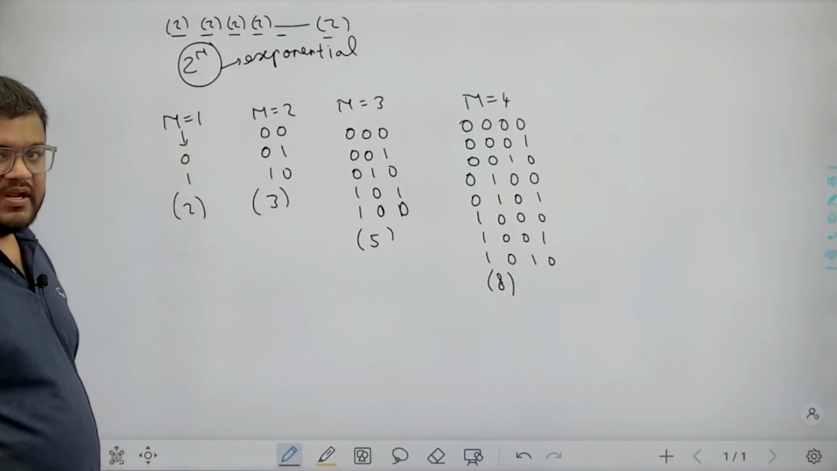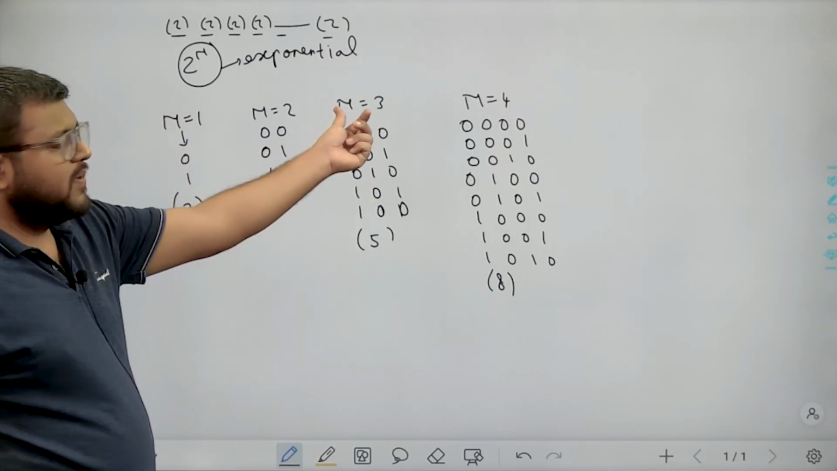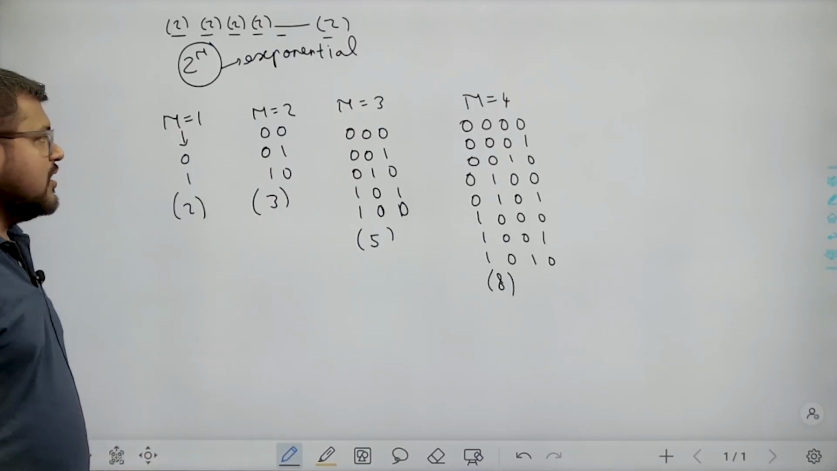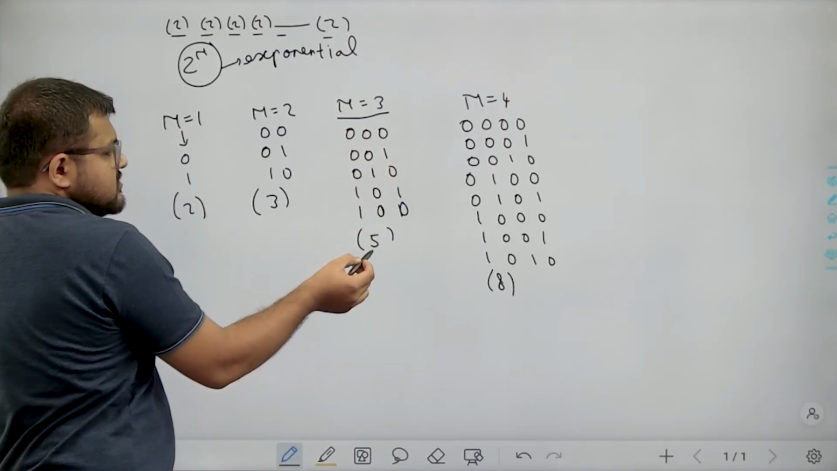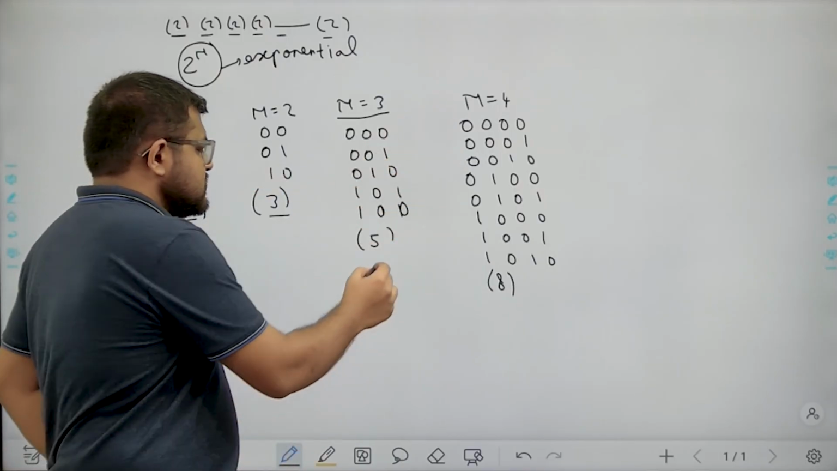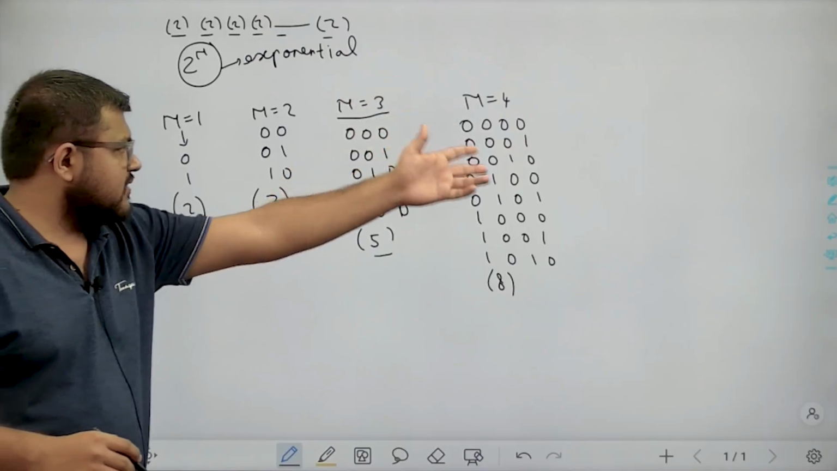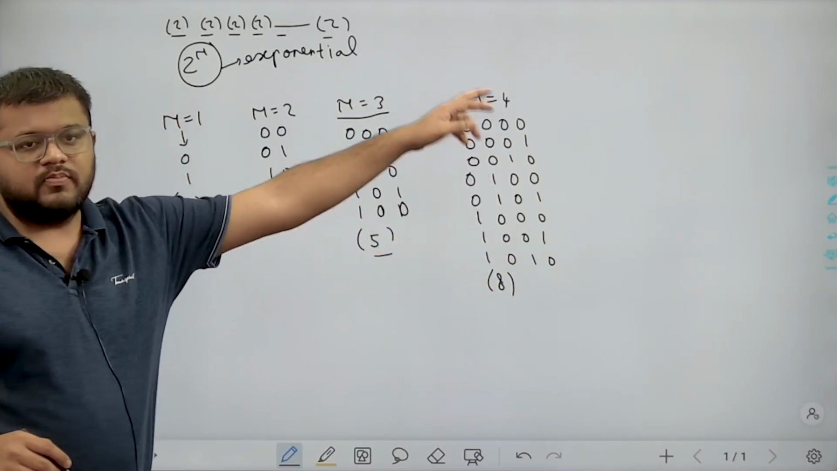Can we see some pattern here? For n equals 3 onwards, the number of values possible is nothing but the sum of the previous two values. For n equals 3, the answer is 5, which is nothing but 3 plus 2. For n equals 4, the answer is 8, which is nothing but 5 plus 3, and so on. You can observe that for n equals 5, you will get 13 total possible strings.